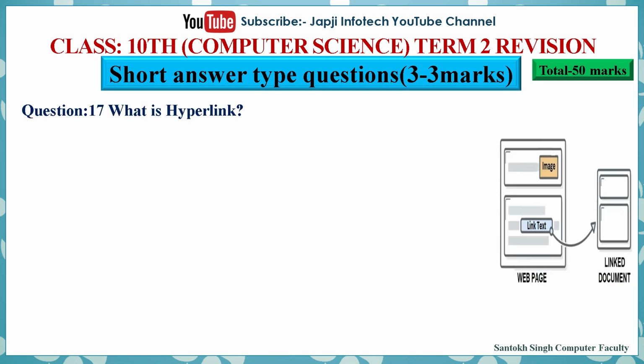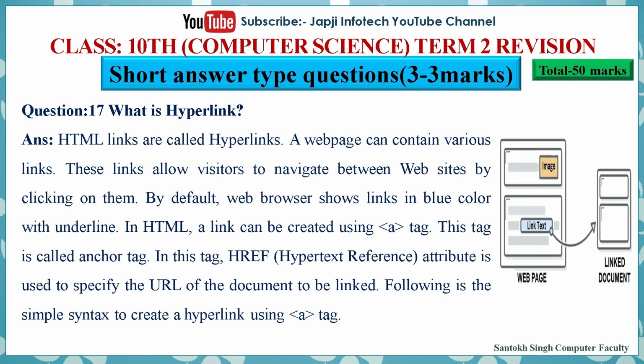And 17th question is what is hyperlink, and the answer is HTML links are called hyperlink. A web page can contain various links. These links allow visitors to navigate between websites by clicking on them. By default, web browser shows links in blue color with underline.